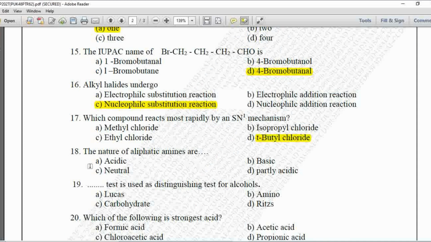Next 18th MCQ. The nature of aliphatic amines are, option A is acidic, B is basic, C is neutral, and D is partly acidic. So here nature of amine, as you know, amines are having a nitrogen atom, and that's why these amines are having a basic nature. So option B is correct.